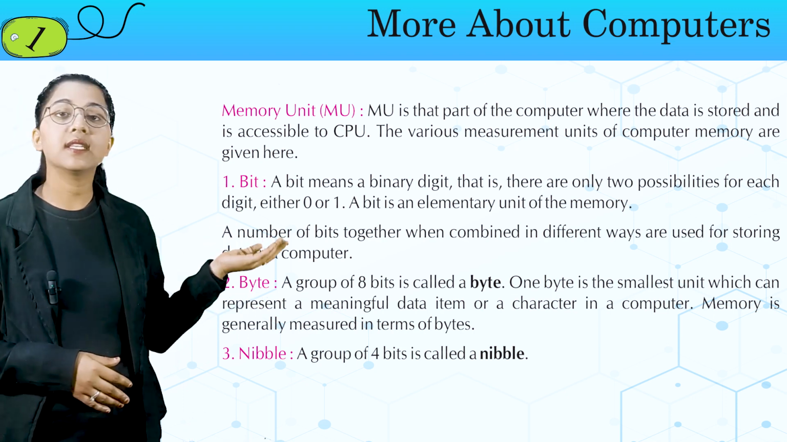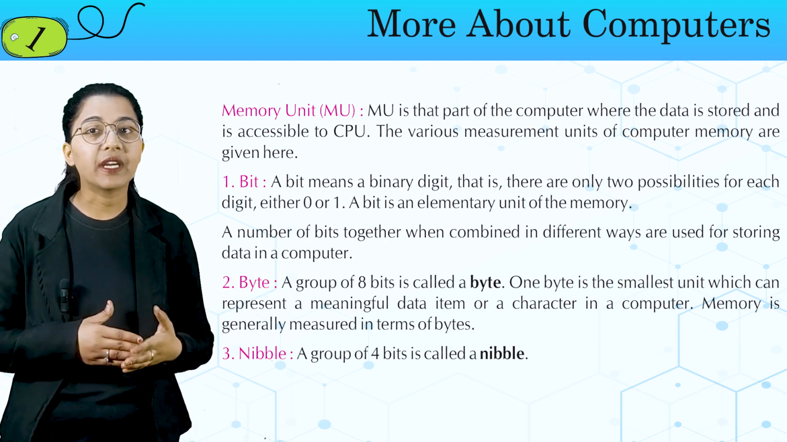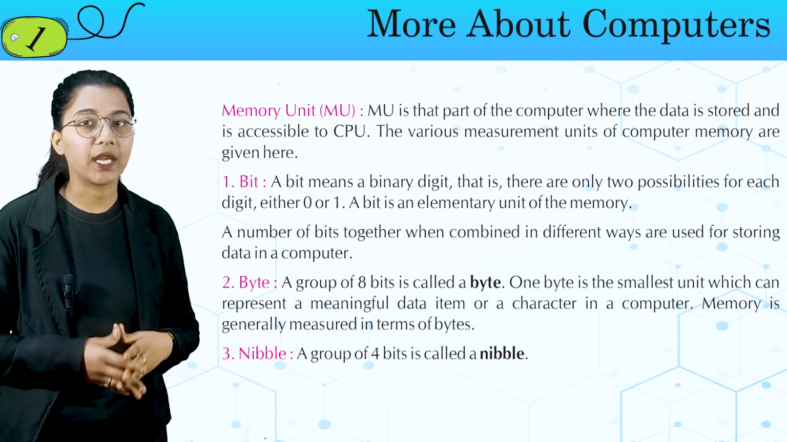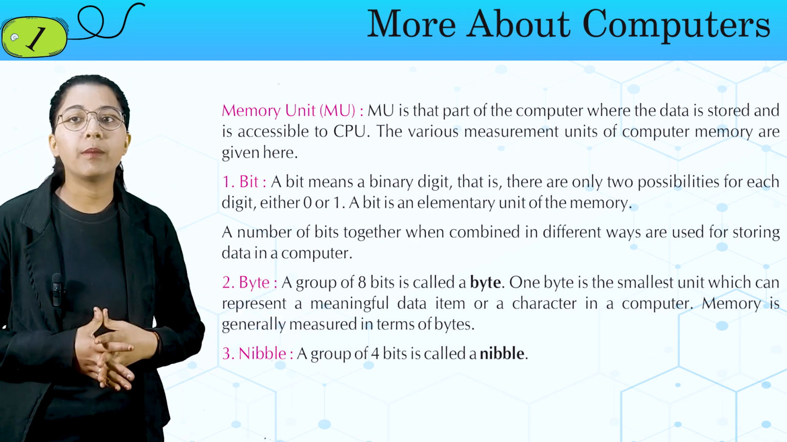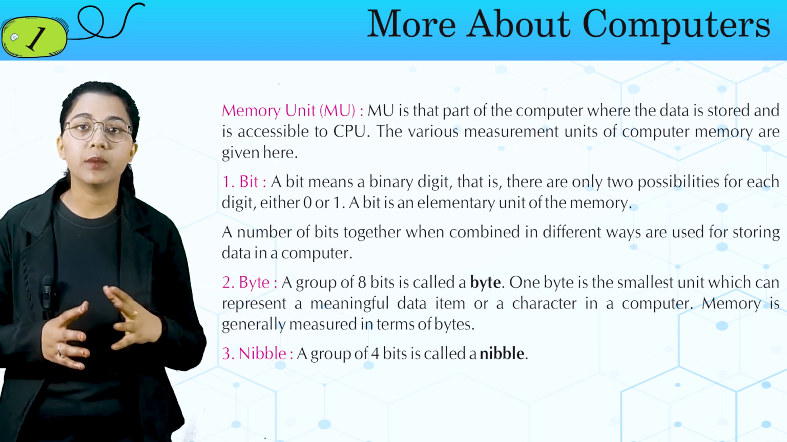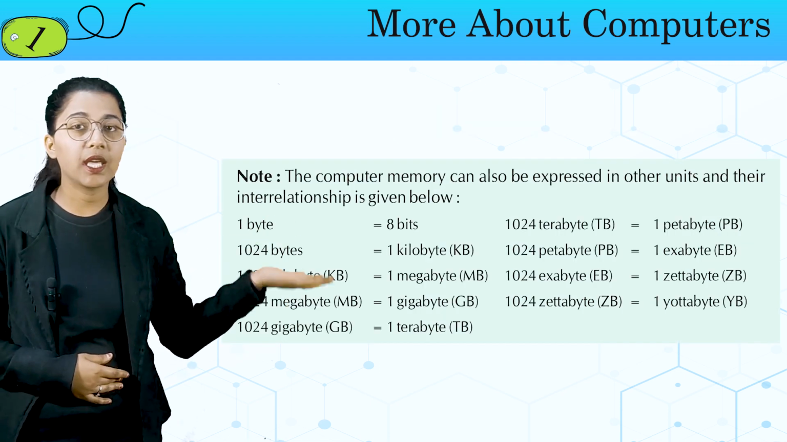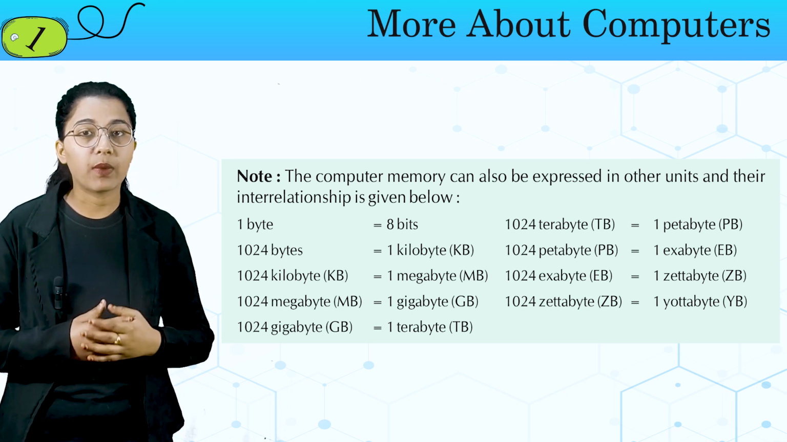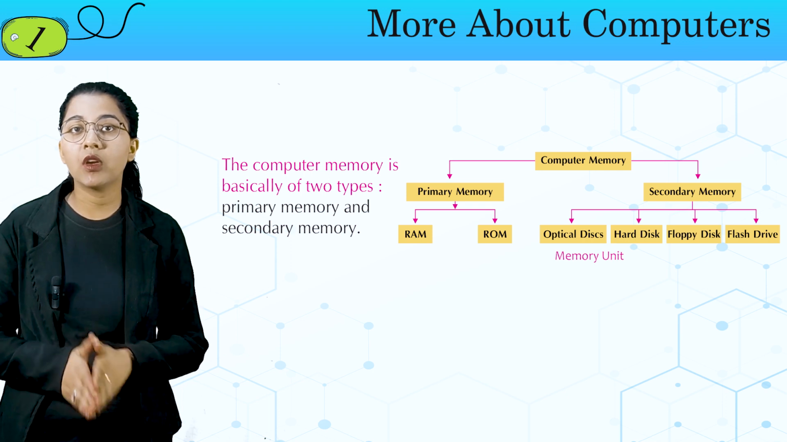Now, second is byte. A group of 8 bits is called a byte. 1 byte is the smallest unit which can represent a meaningful data item or a character in a computer. Memory is generally measured in terms of byte. Third is nibble. A group of 4 bits is called a nibble. Here is a note, you have to read it. You have to learn all the bits and bytes by yourself. Now here we have the computer memory is basically of two types.